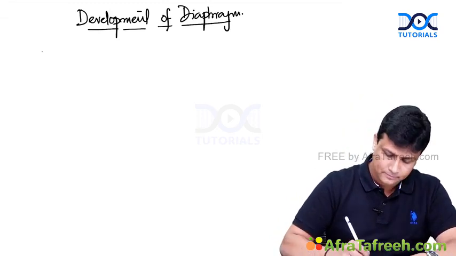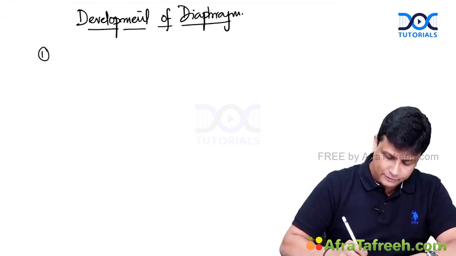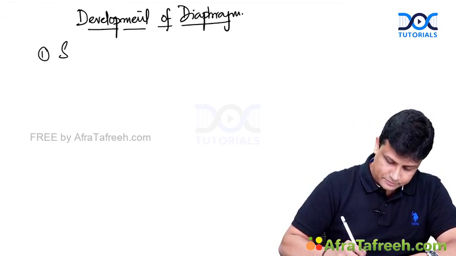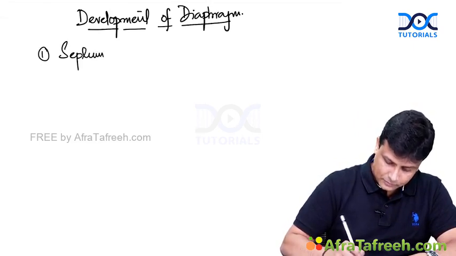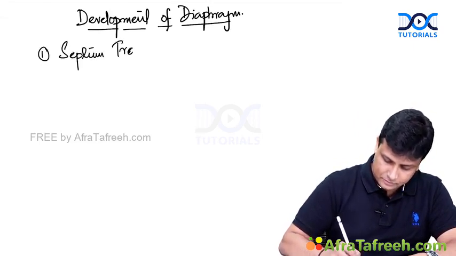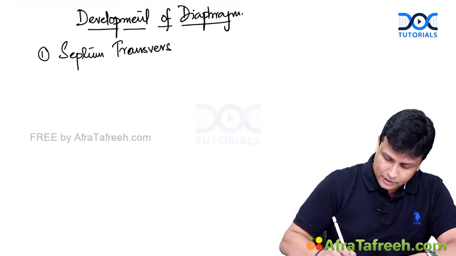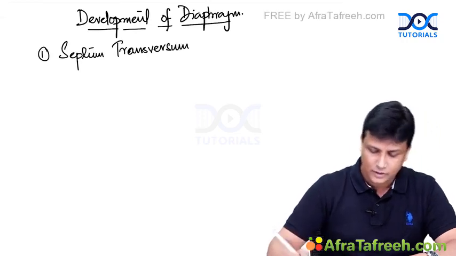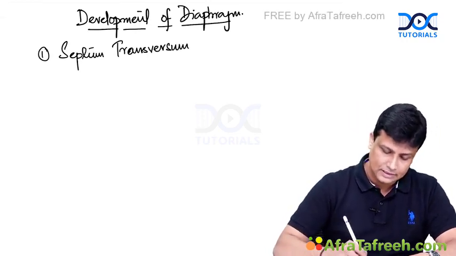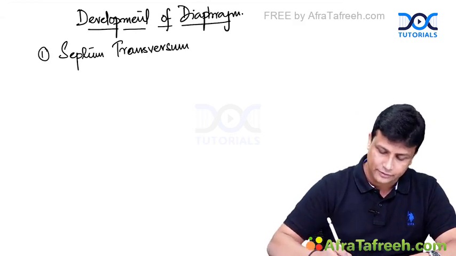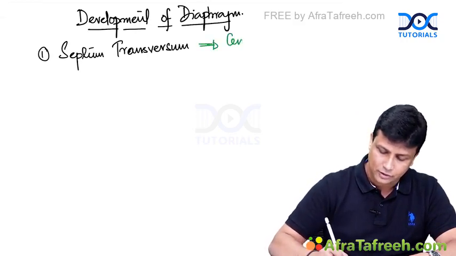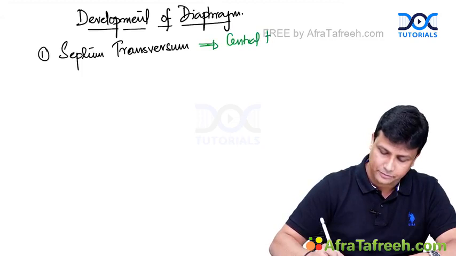Number 1, the diaphragm will be developing from your septum transversum. Septum transversum. And septum transversum is the one which is going to form the central tendon of the diaphragm. It is the one which is going to form the central tendon of the diaphragm.